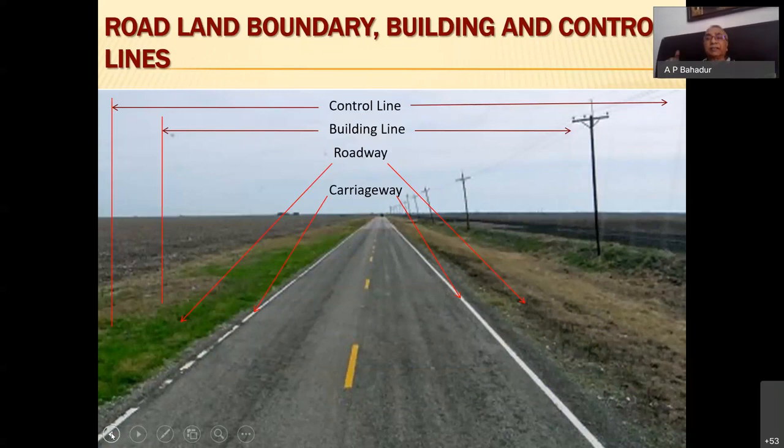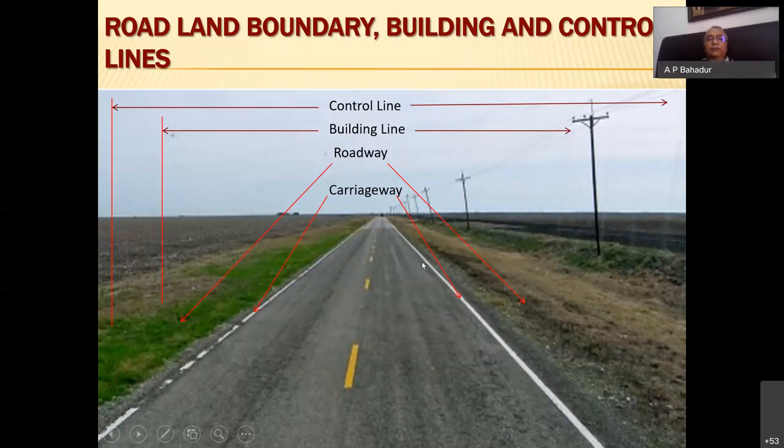Then third is the vertical dimension, that means the thickness of the pavement, base and subbase, etc. I will add another dimension, that is time. You build the road not for 5 years, but at least for 30, 50 years. So that is four dimensions.